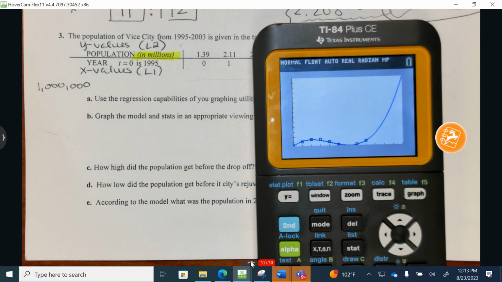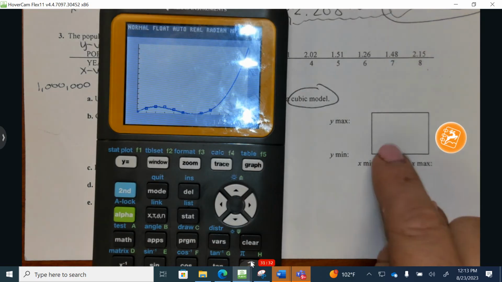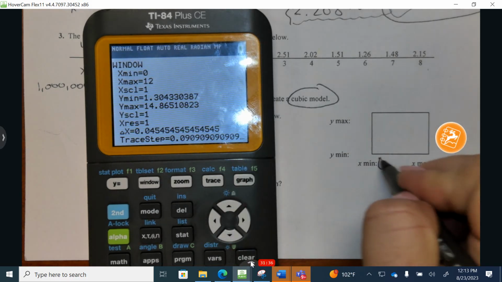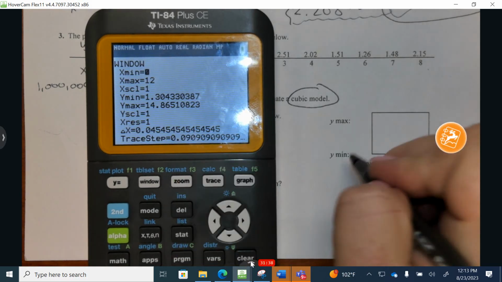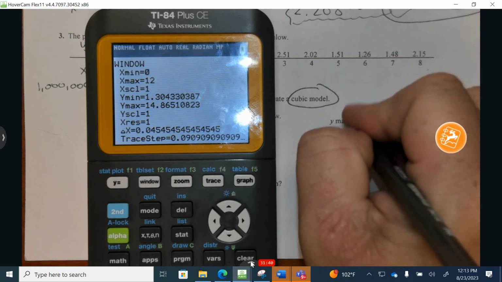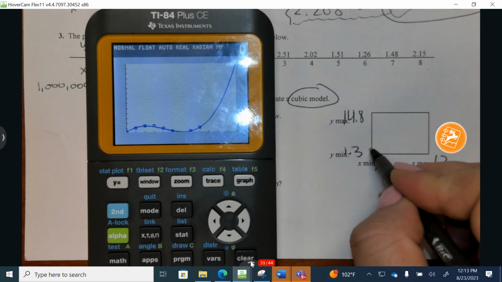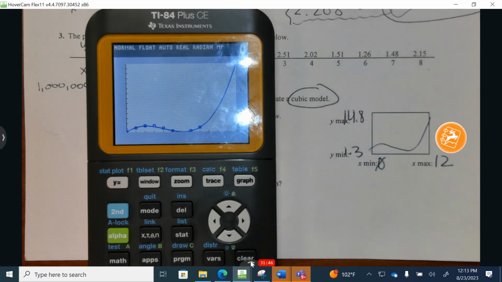Now how do I adjust this to this window? I wrote down exactly what I have. 0 to 12 and 1.3 to 14.8, and then I just draw the picture. Please do the following.